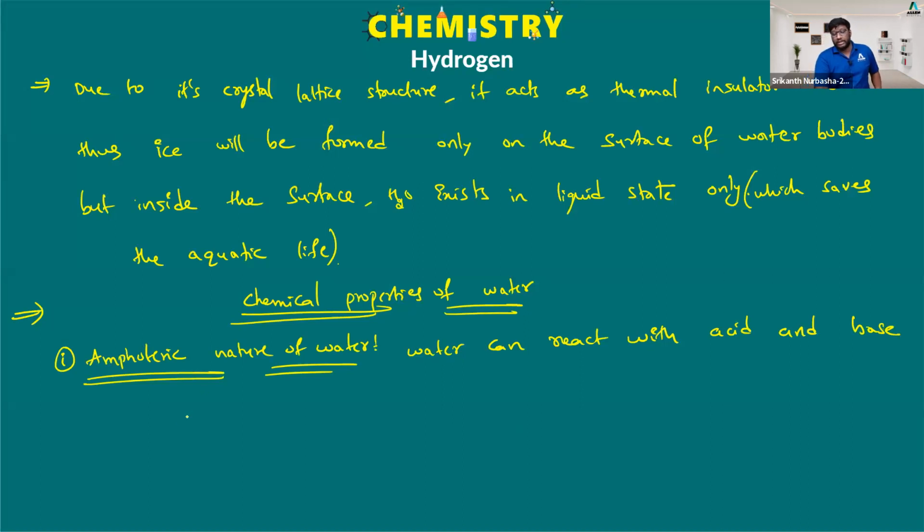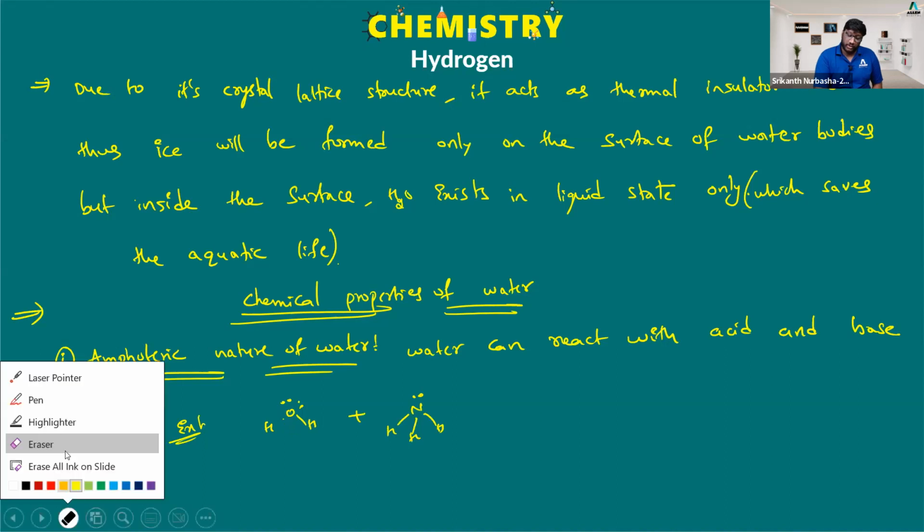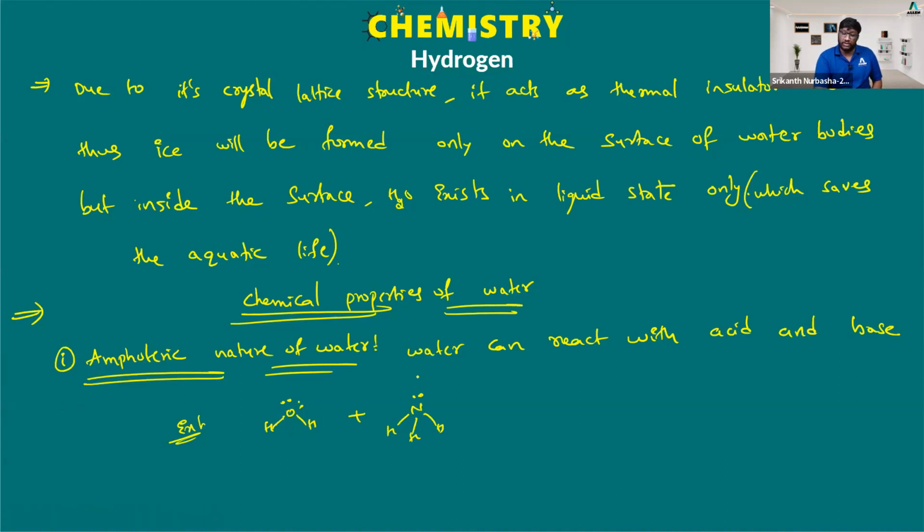For example, if you try to look at the reaction of water with ammonia, water will have two lone pairs of electrons on the oxygen atom. Ammonia will have one lone pair of electrons on nitrogen. Yes or no? Ammonia will have one lone pair of electrons on nitrogen. Water will have two lone pairs of electrons on oxygen. So the lone pair of electrons present on nitrogen can easily pick up the proton.